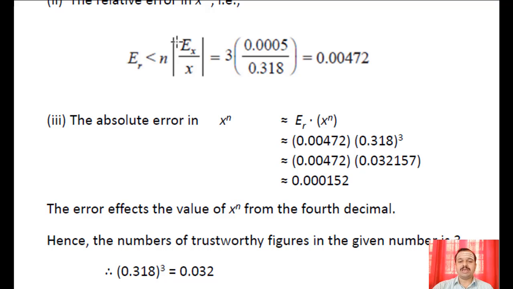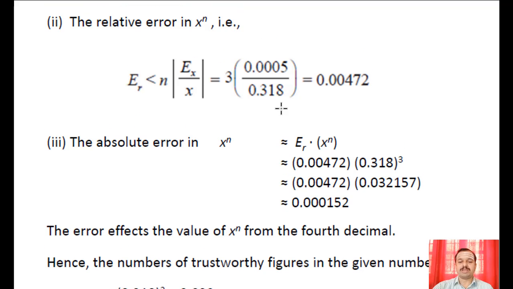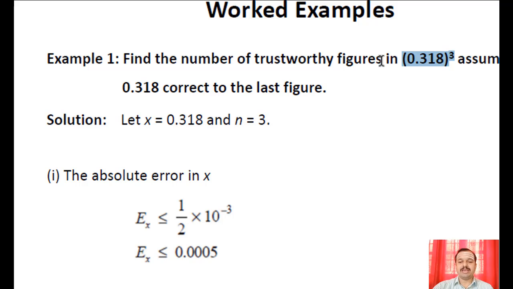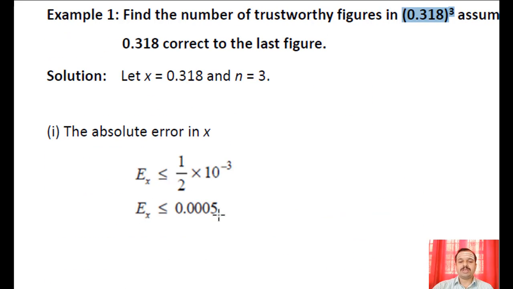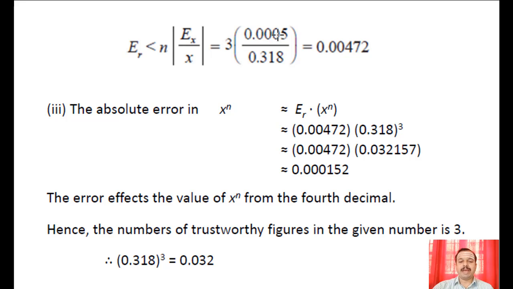Now here n is the exponent, I have shown you in the previous slide. This exponent n is 3. So we are writing n is 3 here, and modulus as it is. The Ex value we computed in the previous step, that is 0.0005, the same thing we have written here, and the base x, that is 0.318, we have written in the denominator. If we simplify this using the scientific calculator, the answer will be 0.00472. So this is the relative error ER we have computed, but we want the absolute error.